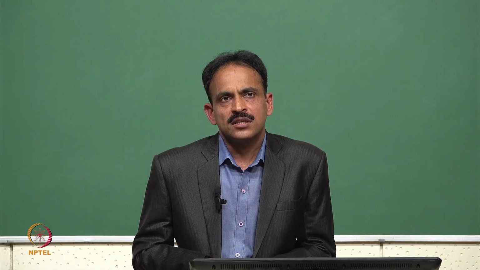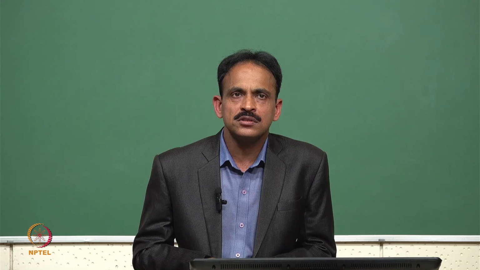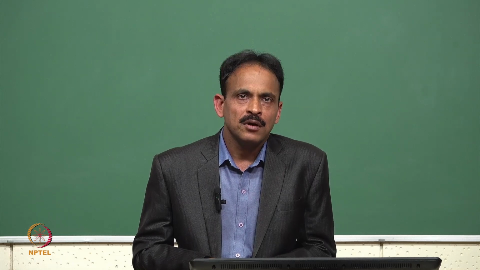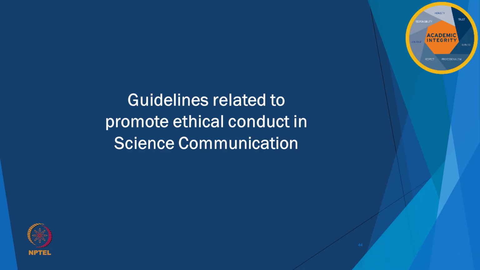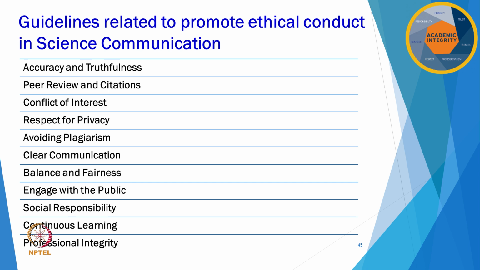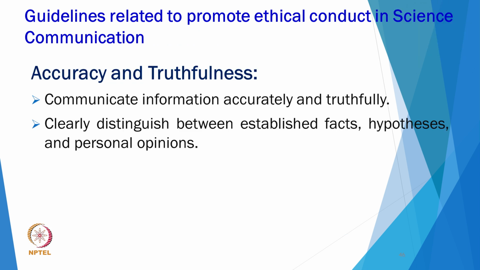Misconduct in science communication can undermine the integrity of scientific research and hinder the public's trust in scientific information. Here are some general guidelines to promote ethical conduct in science communication, which may include accuracy and truthfulness. So communicate information accurately and truthfully. Clearly distinguish between established facts, hypotheses, and personal opinion.